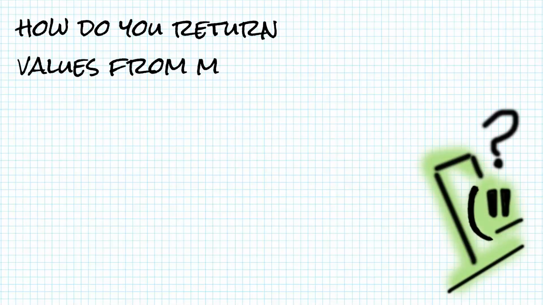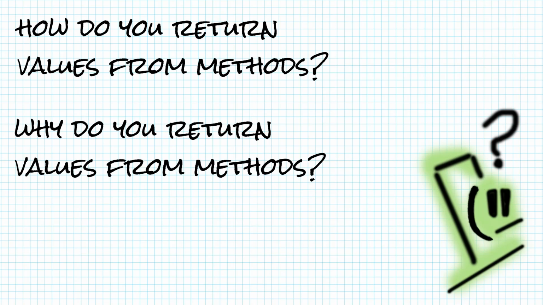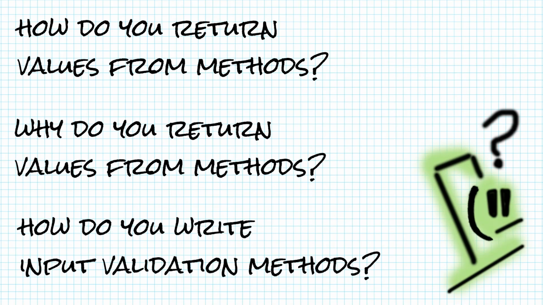How do you return values from methods in Java? Why do you return values from methods in Java? And how do you write input validation methods?